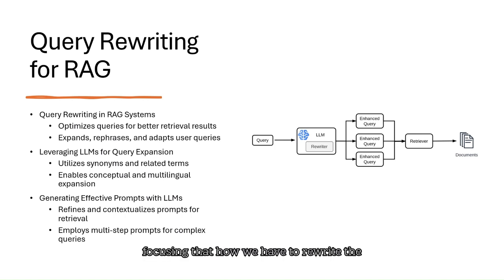Now we'll be focusing on how to rewrite the query for RAG. While writing the query for RAG, we have to optimize queries for better retrieval results. We have to expand, rephrase, and adapt user queries. We have to leverage LLMs for query expansion, and utilize synonyms related to these terms and enable conceptual and multi-language expansion. While generating effective prompts with the LLMs, we have to refine and contextualize these prompts for retrieval and employ multi-step prompts for complex queries as and when required.